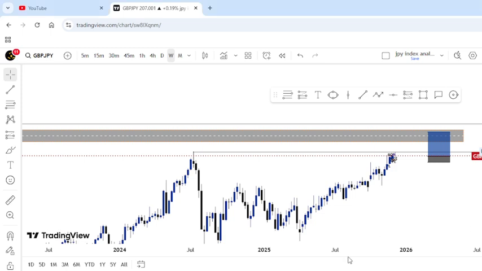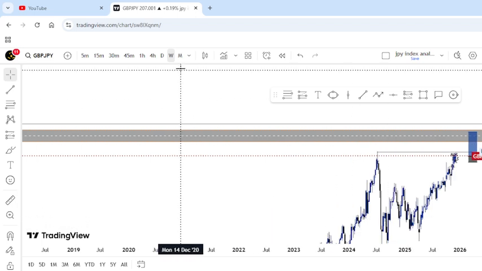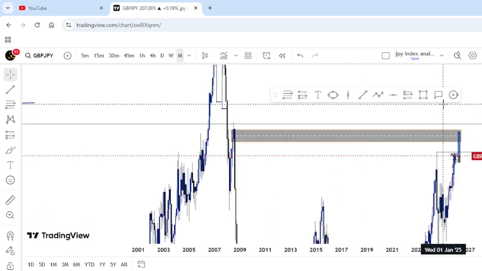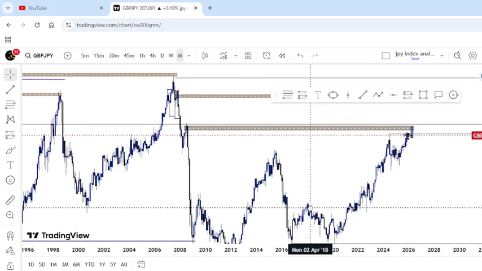Okay, so I want to analyze GBPJPY here for you, and I want to show you something very brief that you should know on charts. So I'm going to break it down for you so that you can understand clearly what's happening in the market. So I'm going to the monthly time frame.